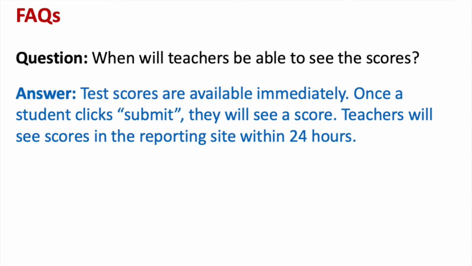Once a student clicks Submit, they will see a score. Teachers will see scores in the reporting site within 24 hours. The reporting site shows summaries. Most writing tests are available within 24 hours, but there are a few tests that are pulled for human scoring to verify the computer scores. These will take a few days to show up. Remember, these are raw scores.